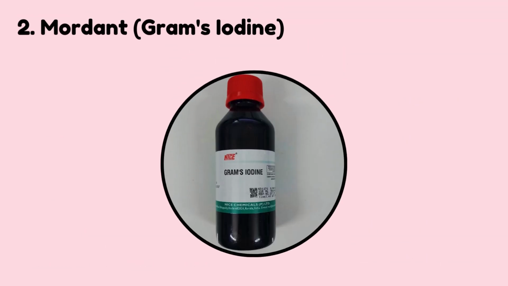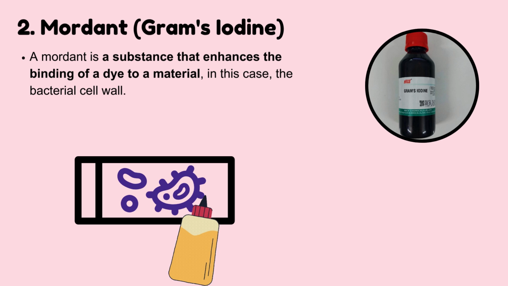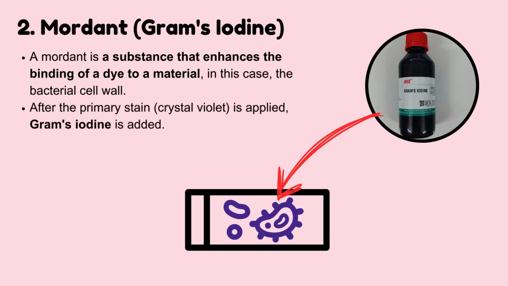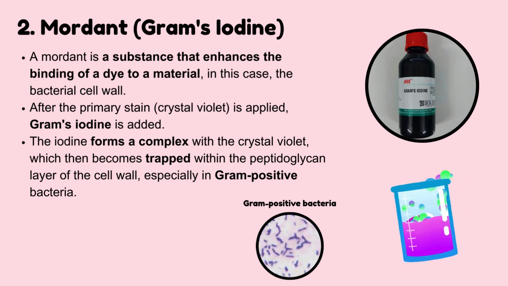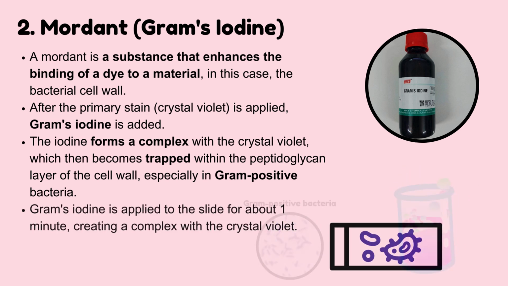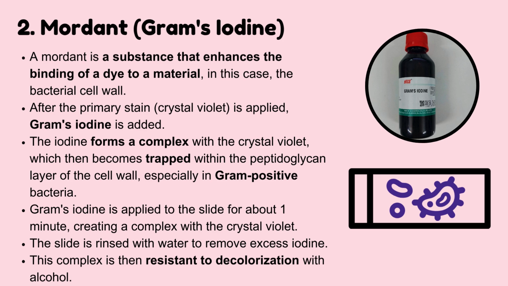Step 2. Mordant, gram's iodine. A mordant is a substance that enhances the binding of a dye to a material, in this case, the bacterial cell wall. After the primary stain, crystal violet, is applied, gram's iodine is added. The iodine forms a complex with the crystal violet, which then becomes trapped within the peptidoglycan layer of the cell wall, especially in gram-positive bacteria. Gram's iodine is applied to the slide for about 1 minute, creating a complex with the crystal violet. The slide is rinsed with water to remove excess iodine. This complex is then resistant to decolorization with alcohol.